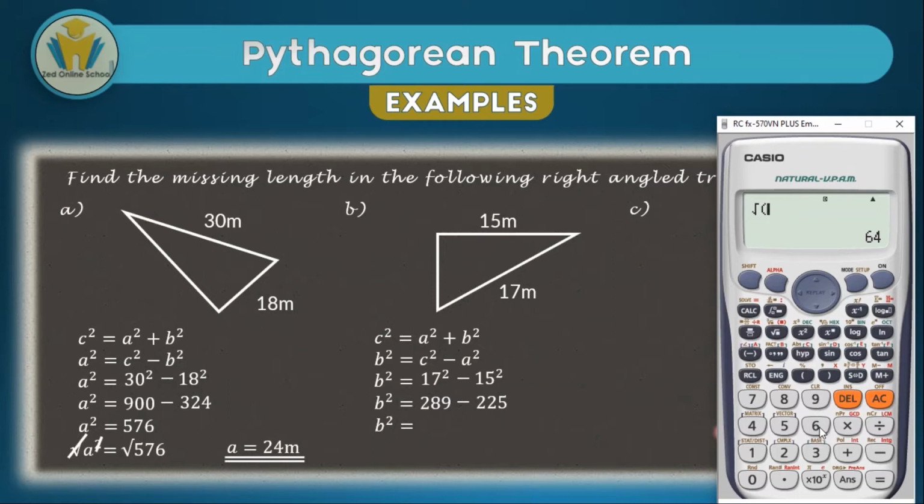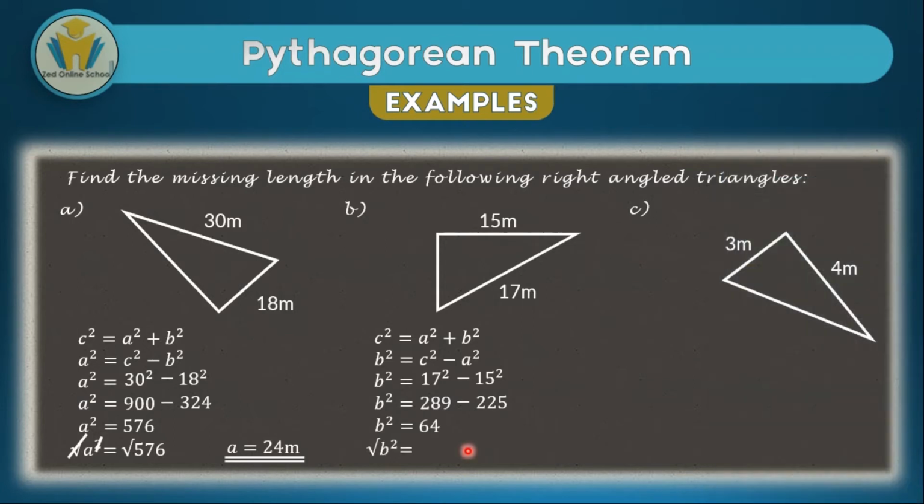We can do that in advance. I haven't spent much time on this question because I know you're getting used to the procedure. Just like we did here, we got rid of the square using the square root, and now we found the square root of 64, which is 8, as we may have seen. Therefore, this side here that we don't have is equal to 8 meters.